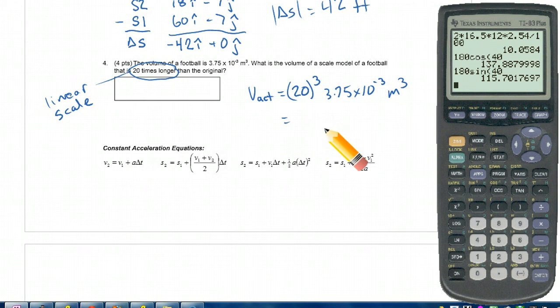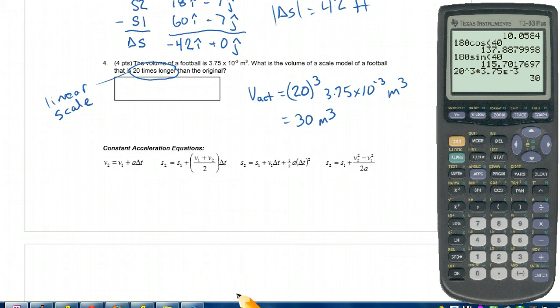So pretty simple. Exponential notation right there, minus 3. And looks like that number is 30 cubic meters. So we'll fill that in, and we'll work the next set of problems in the next video.